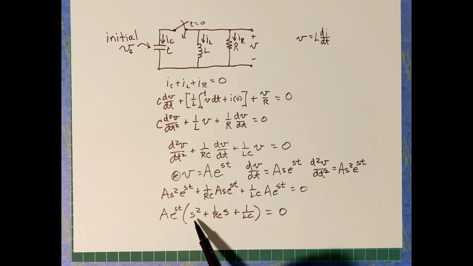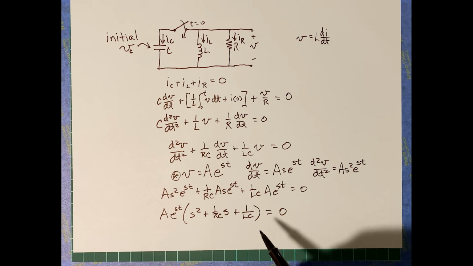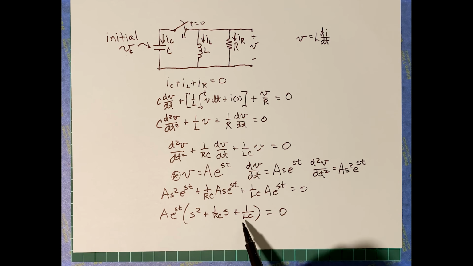That leaves what's inside the parenthesis here. What's inside the parenthesis is a quadratic equation, and that can certainly be 0. And we can use the quadratic formula to try and find the solution for that. Now, I'm going to skip a few steps here. This s squared plus 1 over RC s plus 1 over LC, if you've taken a differential equations class, is what is called the characteristic equation. And we're going to use the quadratic formula to derive solutions for this.